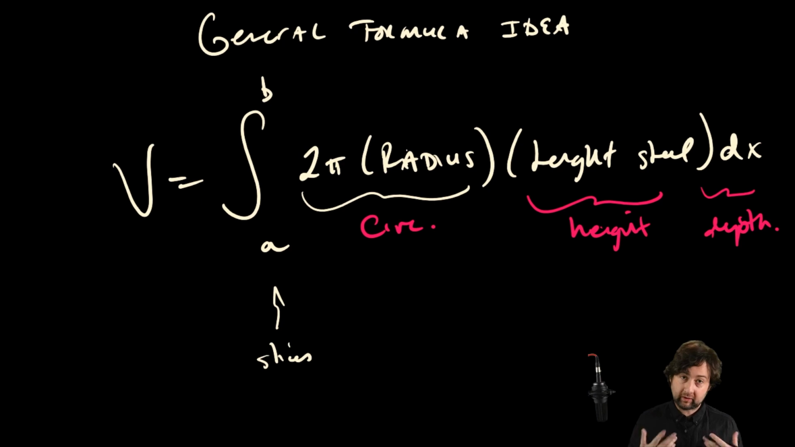All right, so in the next video, we'll look at some examples of how to use the shell method, and then an example of a problem where you can use either the disk method or the shell method, and that they're equivalent in many cases.